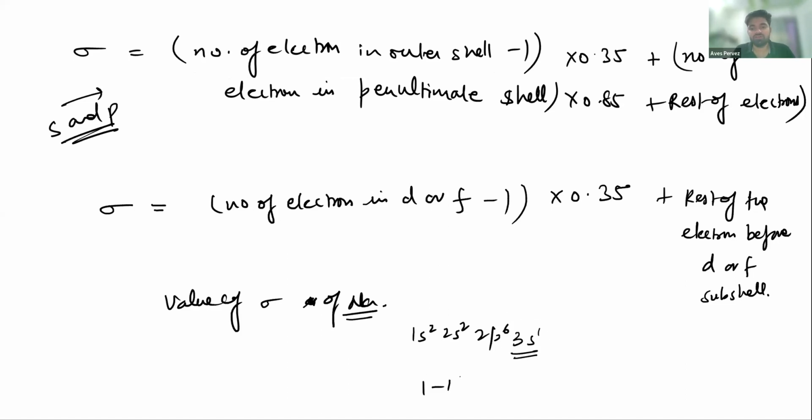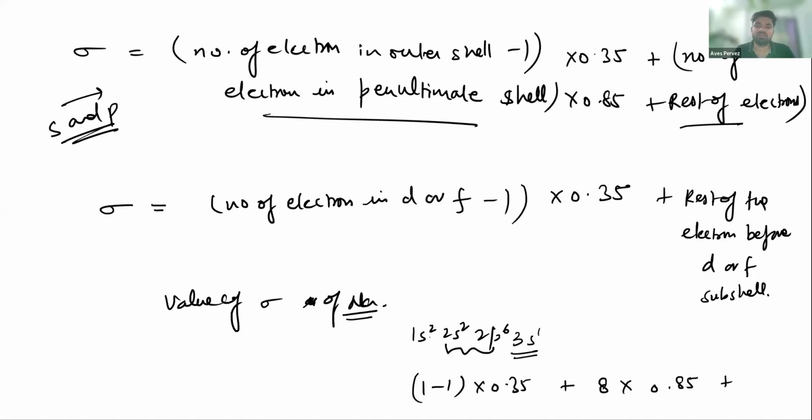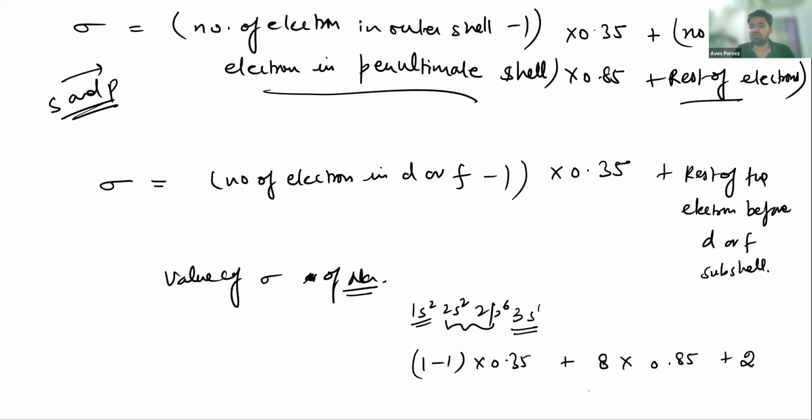So we'll write 1 minus 1, 0, into 0.35. Then plus the number of electrons in the penultimate shell. The penultimate shell means the previous shell, which is the second shell. There are 8 electrons into 0.85, plus the rest of the electrons, which are 2 only. When we multiply 8 with 0.85 we get 6.80, plus 2, you will get 8.80. Got it?